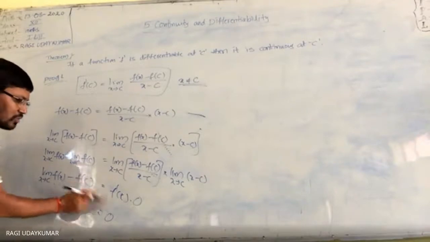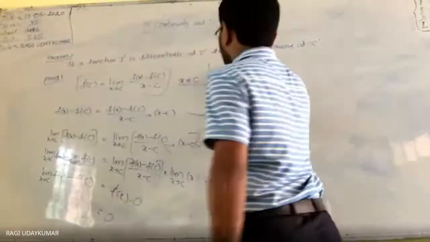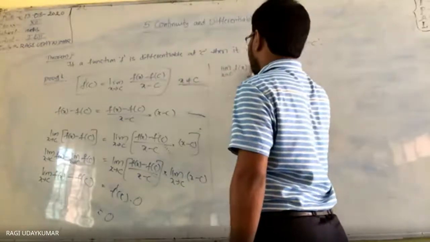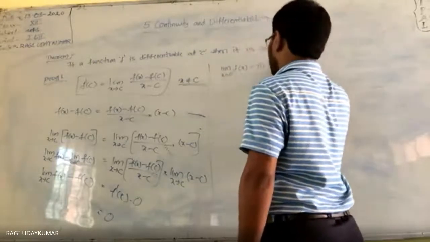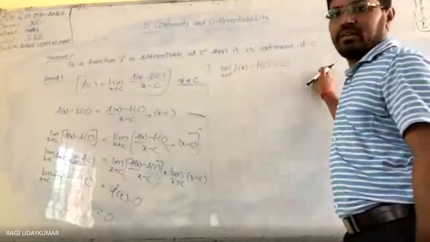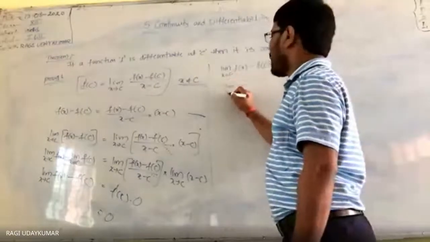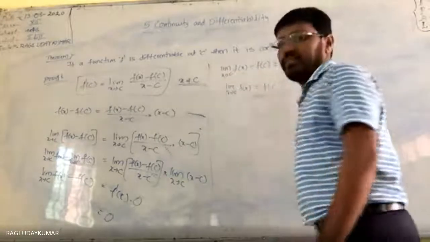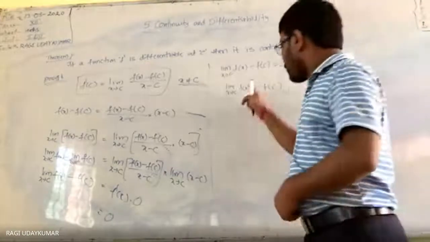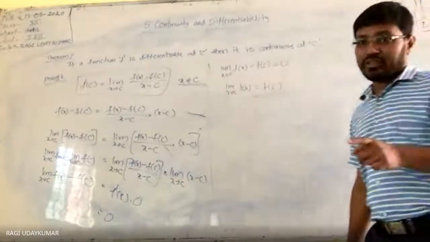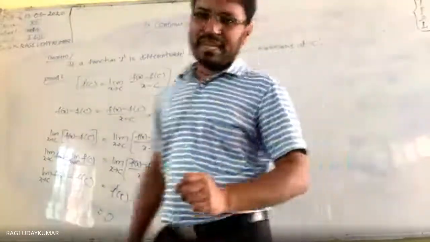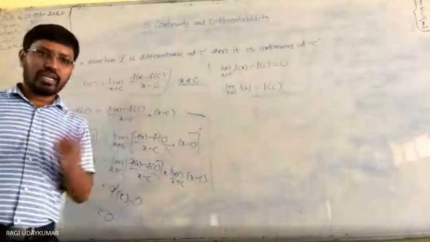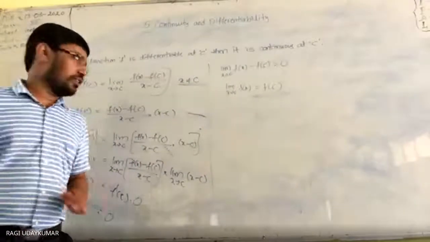That means if you take this to the right side, what do you get here? Limit x tends to c of f of x minus f of c is equal to 0. Take this f of c to the right side. So what do you get here? Limit x tends to c of f of x is equal to f of c. So this is a proof. From this you can say that if the limit exists and it is equal to the value at the point c, then you can say that it is continuous at c.